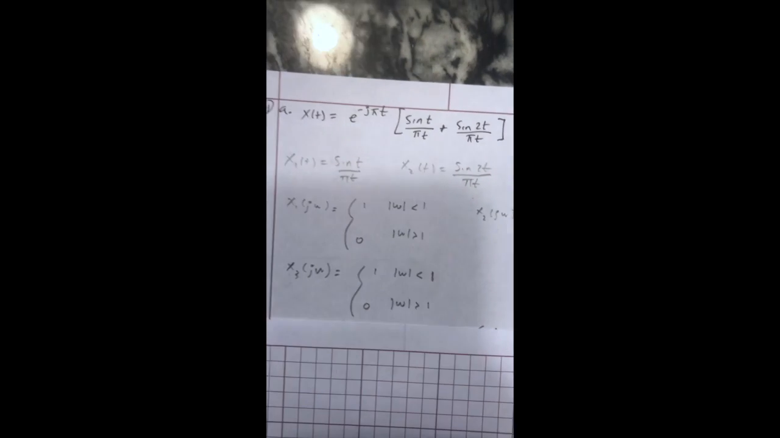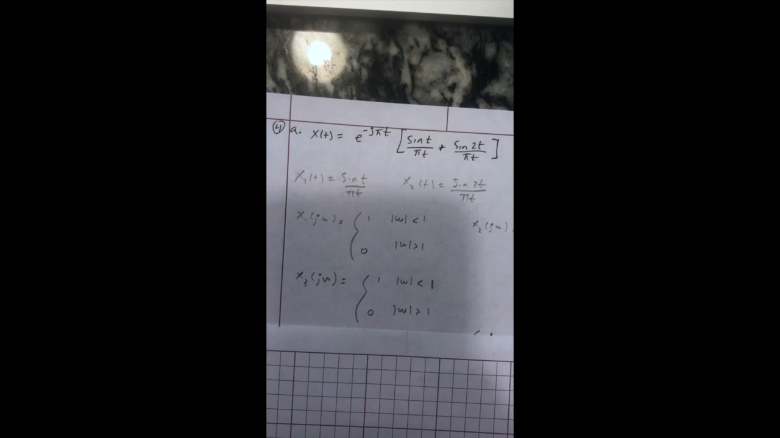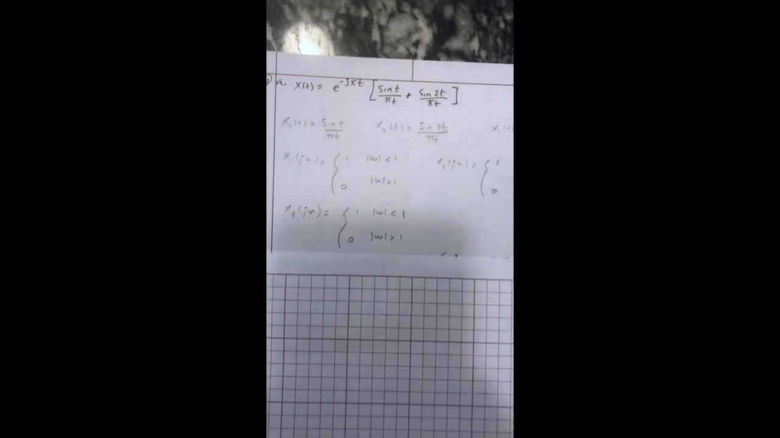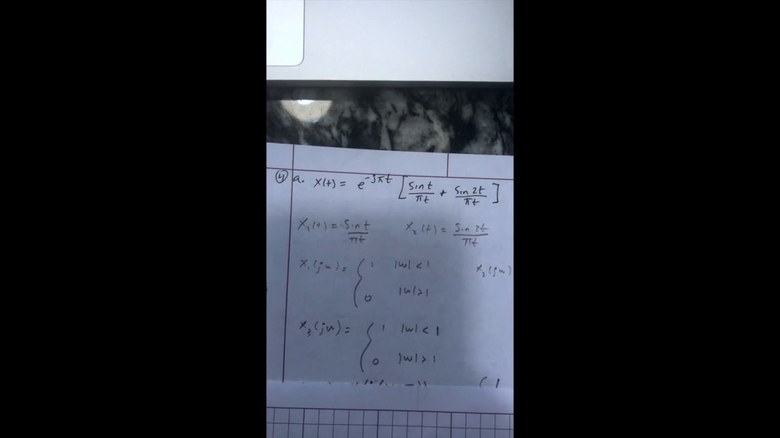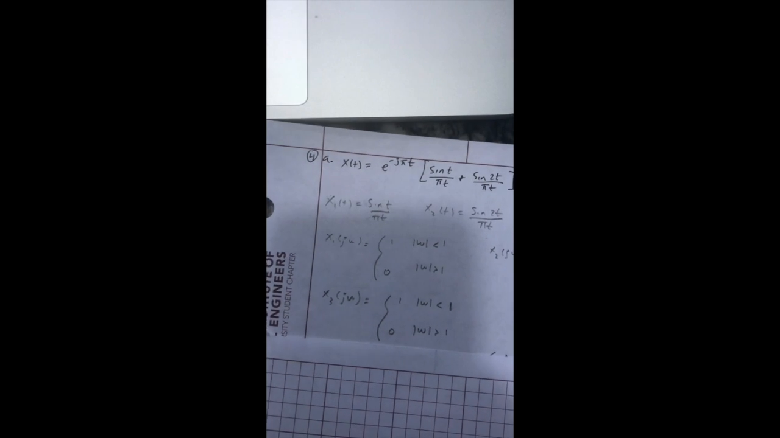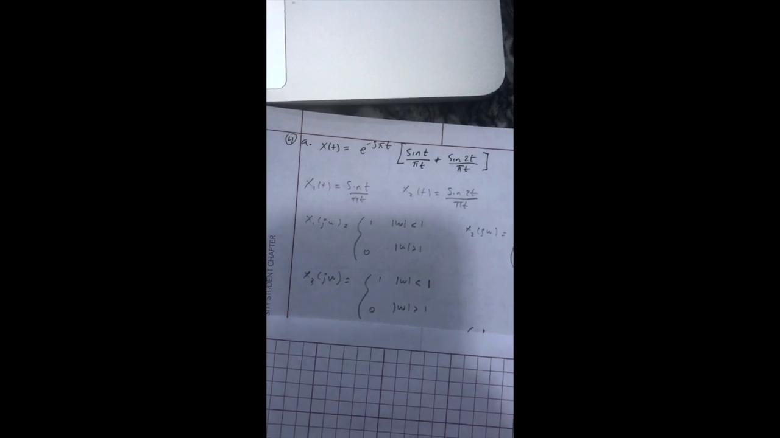Now, x3 of j omega, like we did in the previous problem, is going to take the form similar to x1 of j omega, because the range is going from negative 1 to 1. Anything outside of that will automatically go to 0, because you're multiplying two functions whose bounds don't match up. So here you have your expression for x3 of j omega.